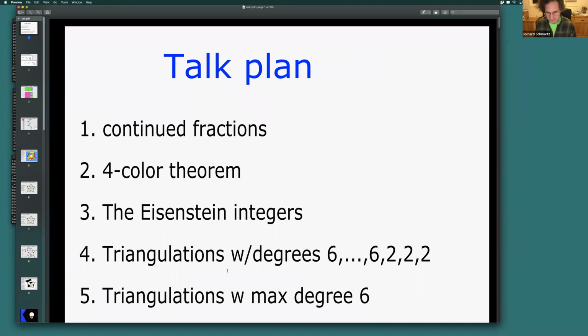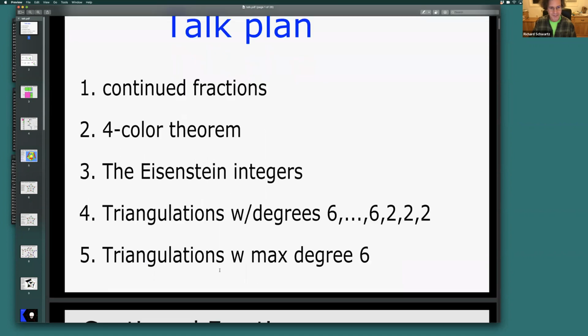My former advisor, Bill Thurston, wrote this great paper called Shapes of Polyhedra, where he explained a connection between these triangulations and geometry. So I'm going to talk a little bit about that too. And anyway, okay, so continued fractions.